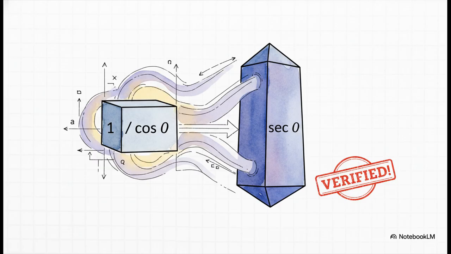And now we have 1 over cosine theta. And what is 1 over cosine? Well, it's secant theta. We did it. We took that messy left side and proved it was just secant theta in disguise. Identity verified.